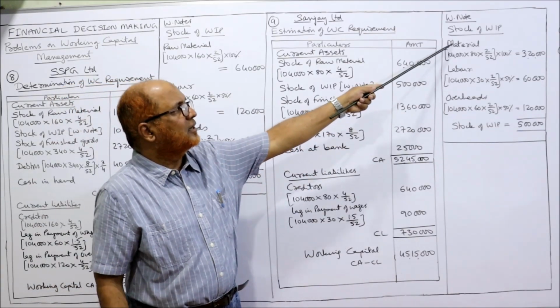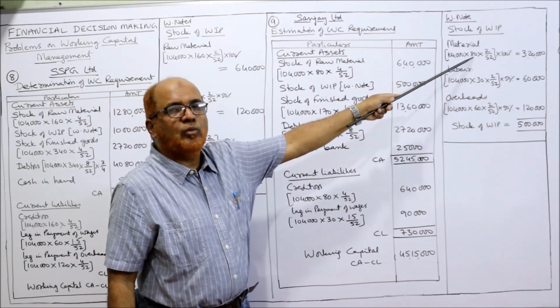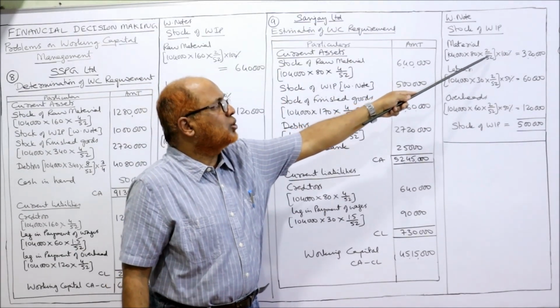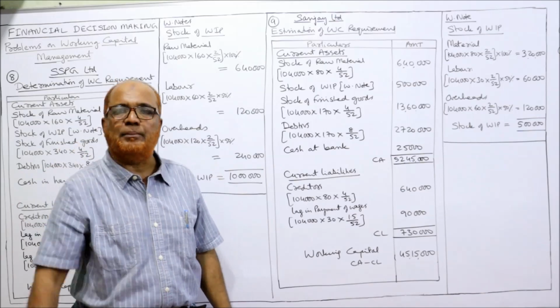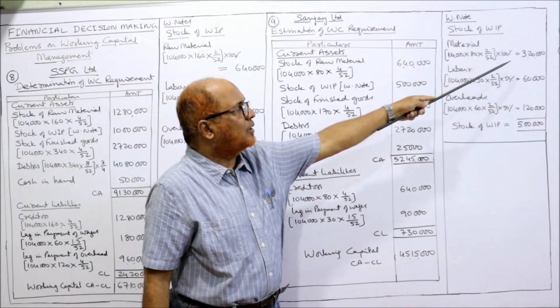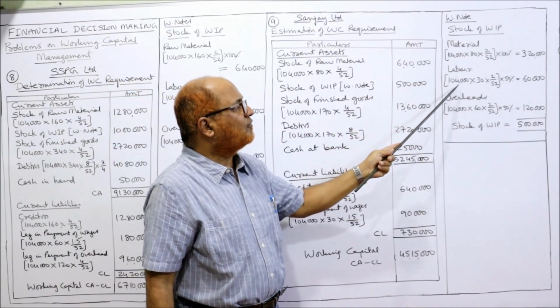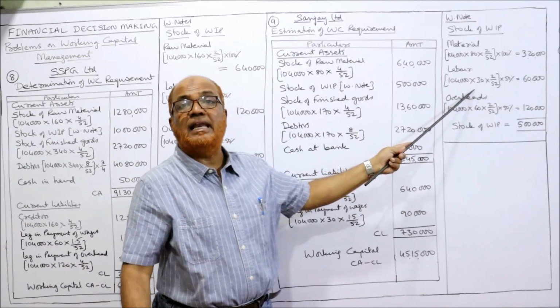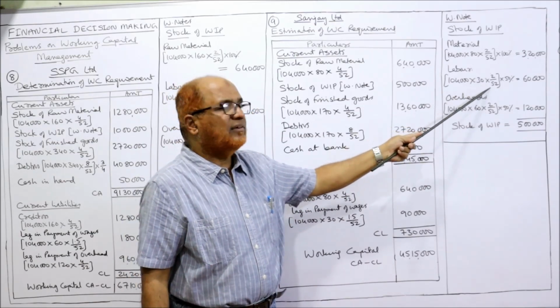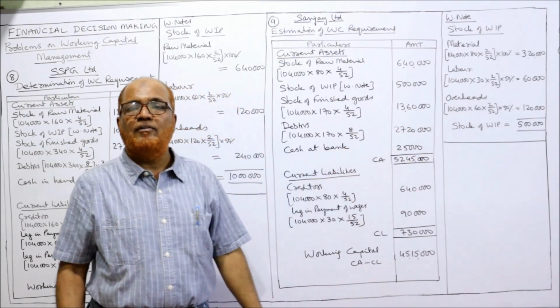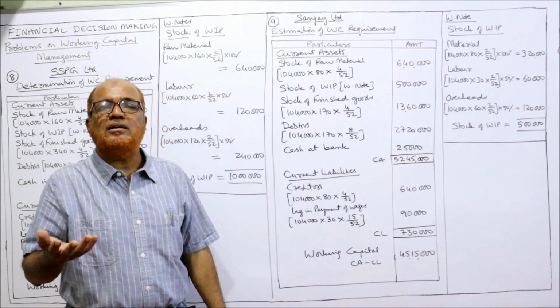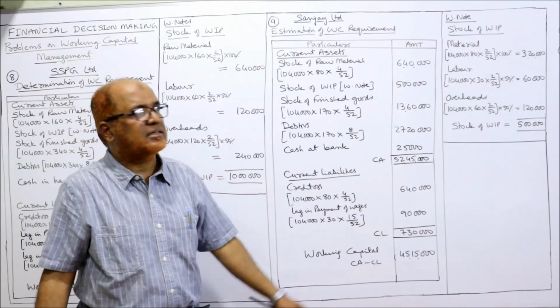So here I have calculated 1,04,000 into 80 rupees per unit material into 2 by 52. It is given in the problem, 2 weeks is the processing time. So 2 by 52, 100%, 3 lakh 20. Labor: 1,04,000 into 30 rupees per unit is the labor cost, into 2 by 52, processing time is 2 weeks, into 50%. We have made the assumption that only 50% work is completed.